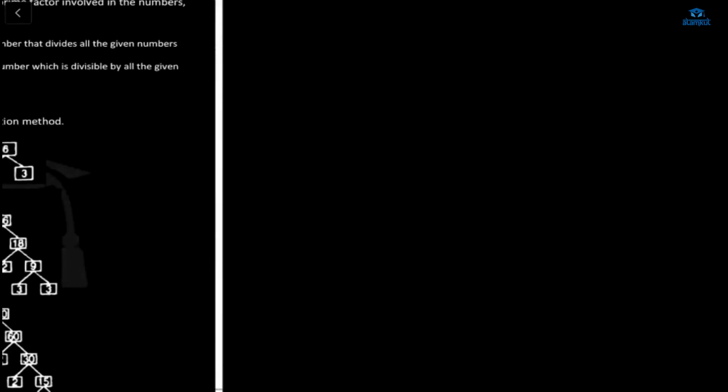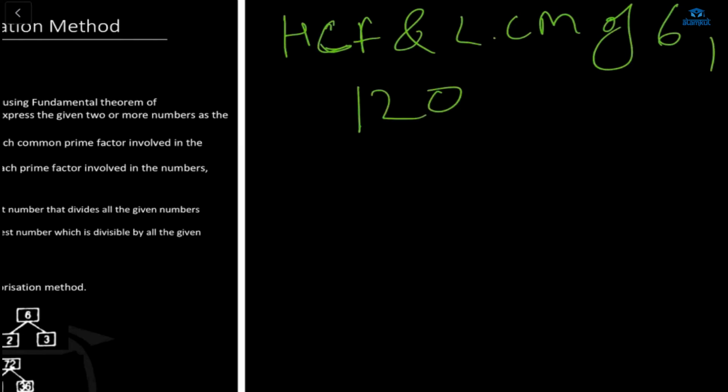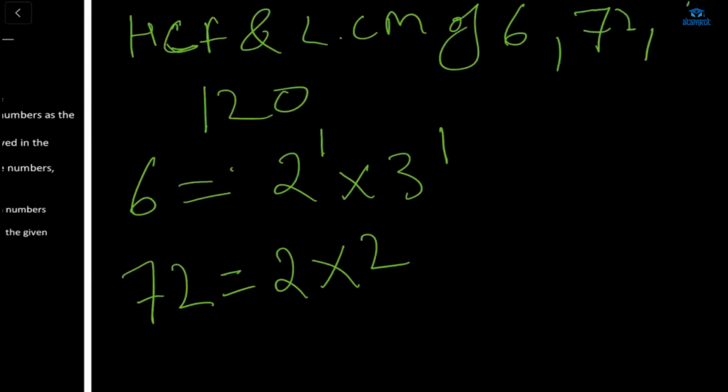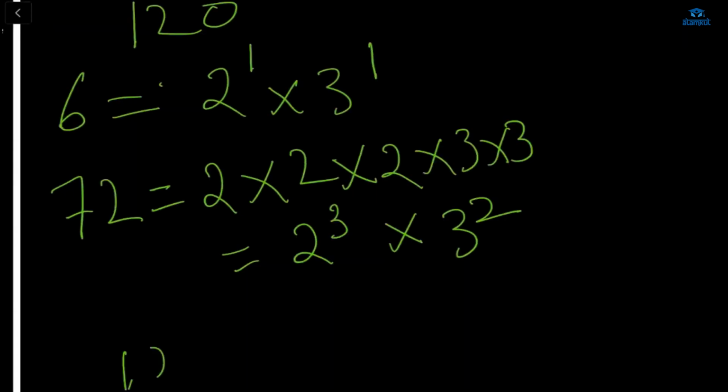Let's find the HCF of 6, 72 and 120. The prime factorization of 6 is 2 to the power 1 into 3 to the power 1. The prime factorization of 72 is 2 into 2 into 2 into 3 into 3, so it will be 2 to the power 3 multiplied by 3 to the power 2. Now the prime factorization of 120 is 2 to the power 3 into 3 to the power 1 into 5 to the power 1.